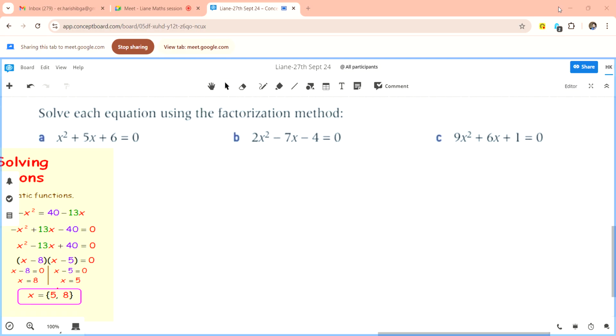For A, it's x equals -3 or -2. Okay, great. That's right. The x solutions here are -3 and -2.